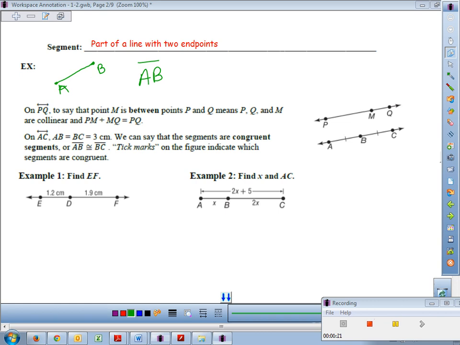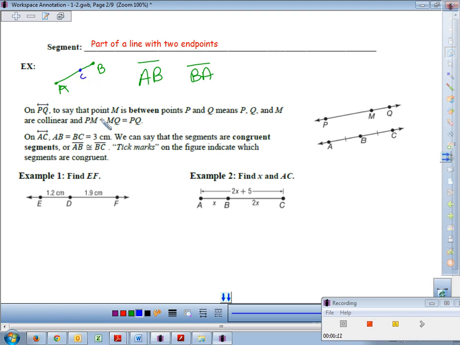And I heard a lot of you calling that line segment. It is called a line segment. Cut off the word line and just call it a segment. Sound okay? This says segment AB. Could I call it segment BA? Yes.